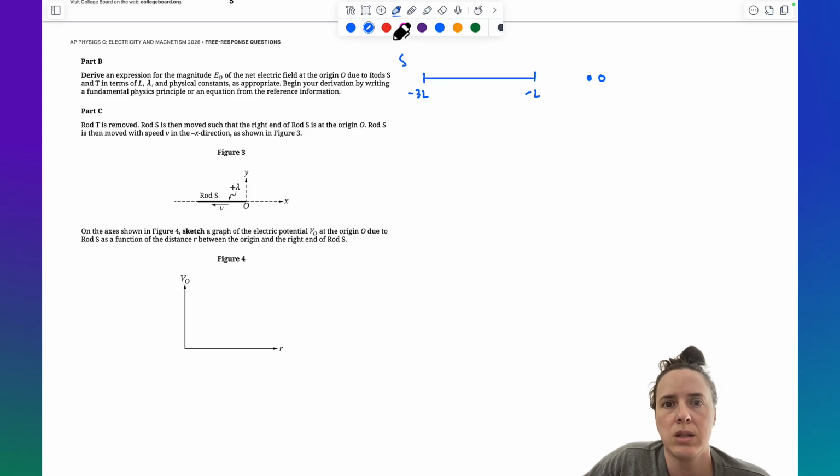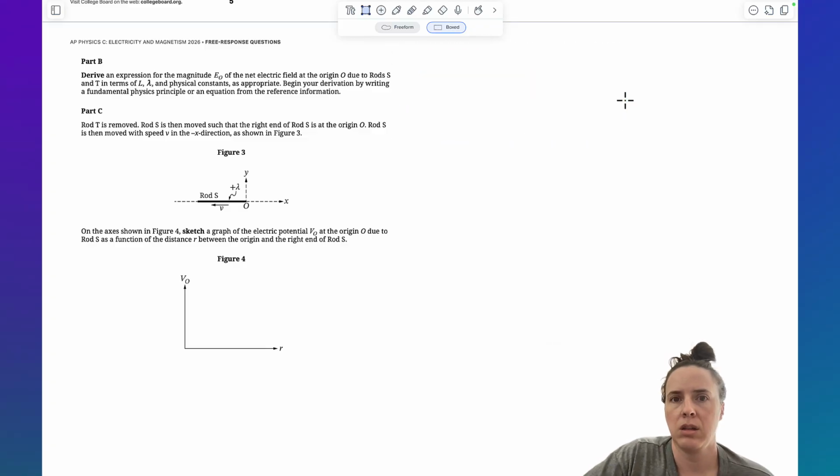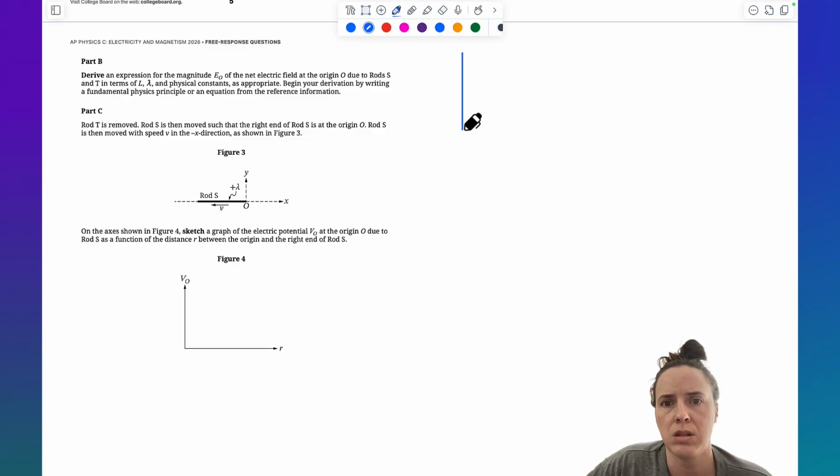So since we already said that S and T are going to have the same magnitude, just one's down, one's to the right, I'm only going to solve it for one and then use good old Pythagorean theorem at the end. So I'm actually going to do rod T just because it has positive numbers. So L to 3L. It's just a personal preference.